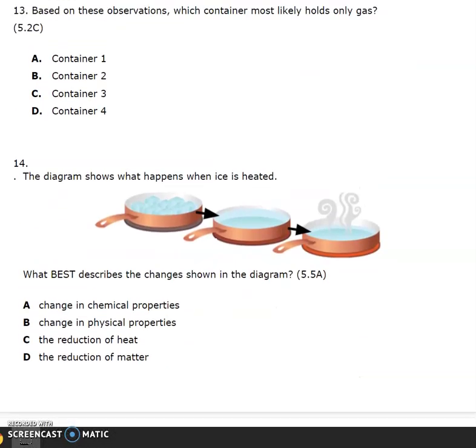Number 14. The diagram shows what happens when ice is heated. Which best describes the change shown in the diagram? Is it A. Change in chemical properties, B. Change in physical properties, C. The reduction of heat, or D. The reduction of matter?